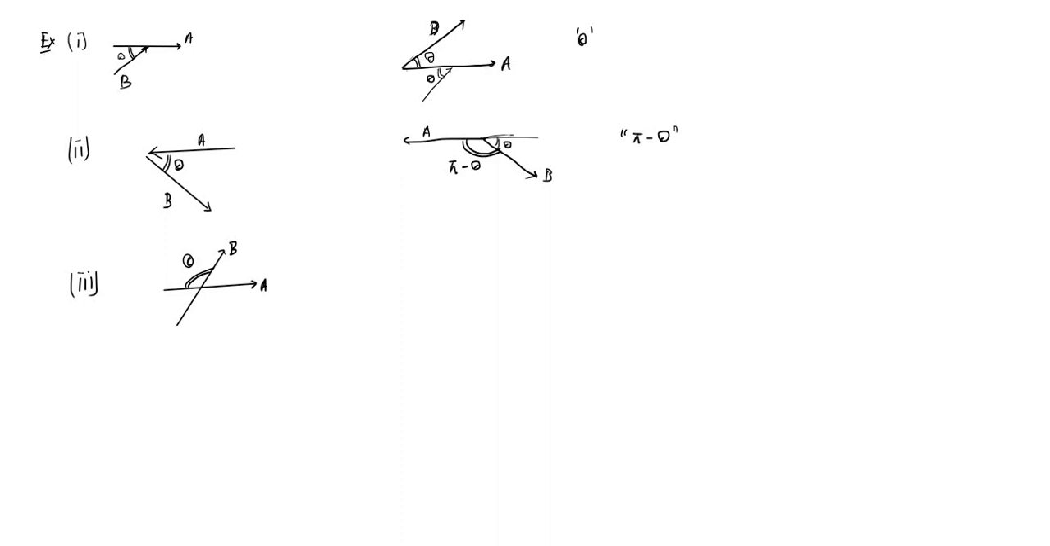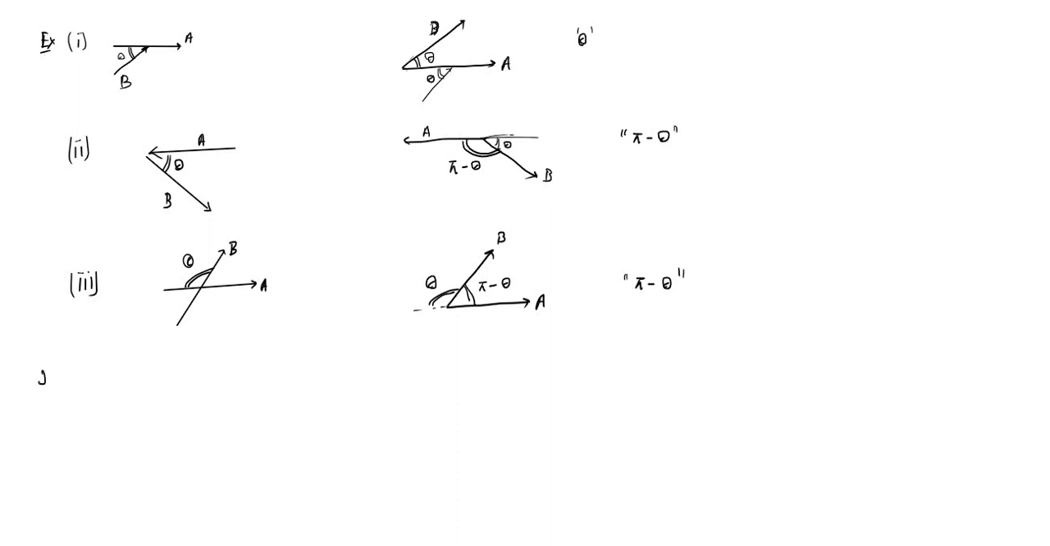Now in this case, if we join these two vectors from tail to tail, this is vector A and this is vector B. And we have already seen that this angle is given as theta. So this angle is equal to phi minus theta. So the correct answer of the angle between vector A and B will be phi minus theta.